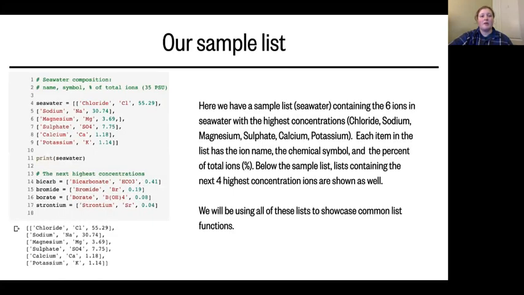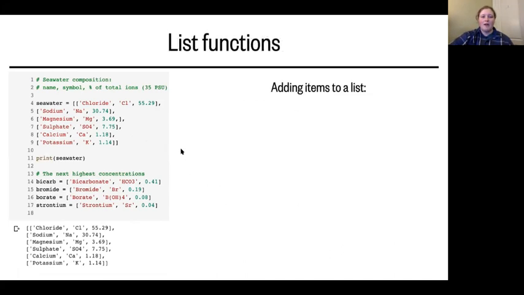To start us off, I'm going to talk about the sample list I've created to go through all of these function examples. Here we have our sample list, seawater, and that's the variable name we're attributing to our list. It contains the 6 ions in seawater with the highest concentrations. Each item in the list is another list that has the ion name, the chemical symbol, and the percent of total ions. So that's what's right here. Below it are more lists containing the next 4 highest concentration ions. We're going to use those all to showcase the common list functions that we're going to be using throughout the course. So to start us off, adding items to a list.